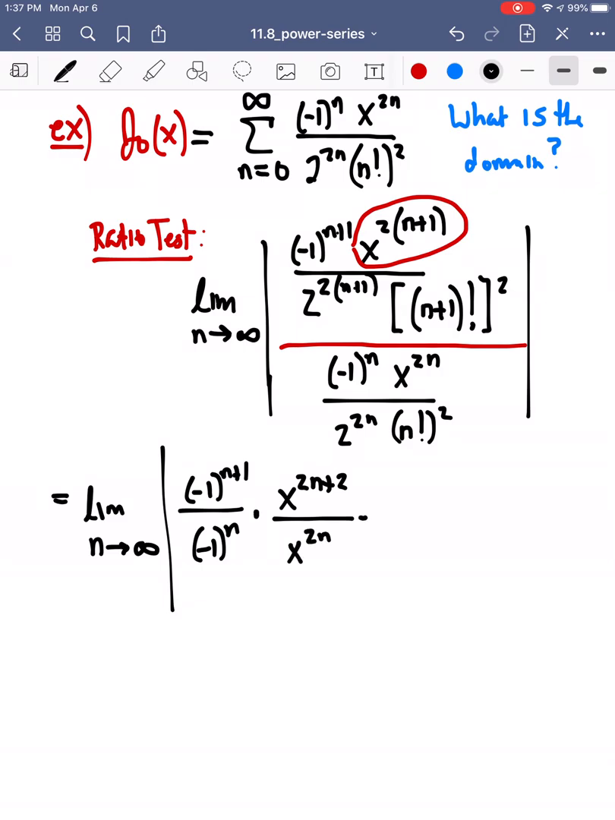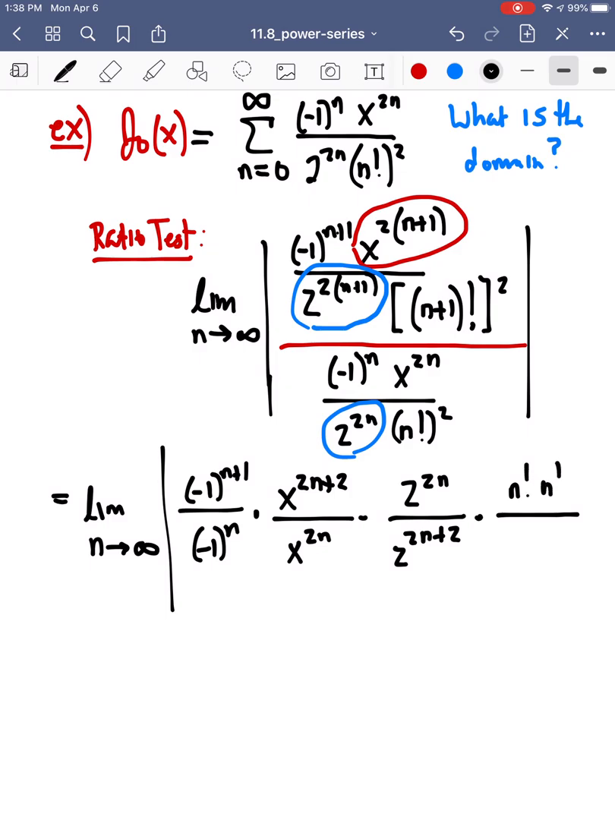Next, in that denominator of the top fraction, we have another multiplication of powers. So this just looks like, well, a 2 to the 2n plus 2. And then what's going to sit on top after we reciprocate and multiply is that other 2 to the 2n. And then finally, we have all that factorial business. Well, if we have n factorial squared, that is really n factorial times n factorial. And if we have n plus 1 factorial squared, that is n plus 1 factorial times an n plus 1 factorial.